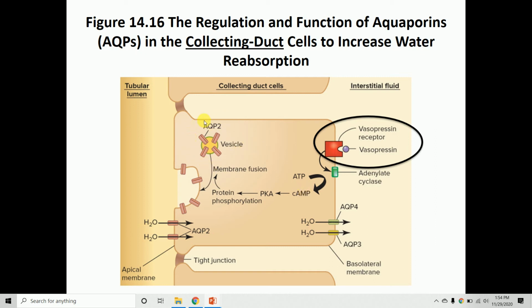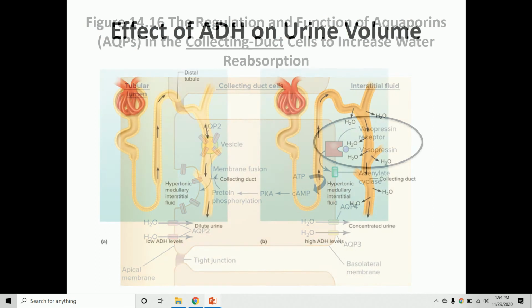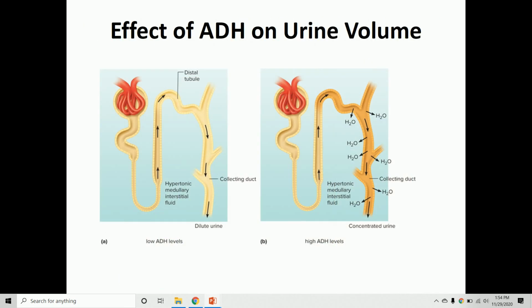You see here that aquaporins are hiding inside of the cell. But when ADH increases the cAMP levels, aquaporins are going to be expressed on the apical membrane. That allows for more water to get into the cell through osmosis and then pass through the basolateral membrane through these other aquaporins.